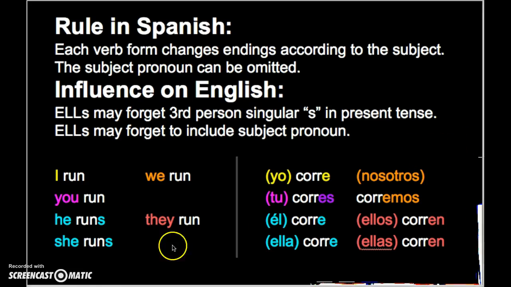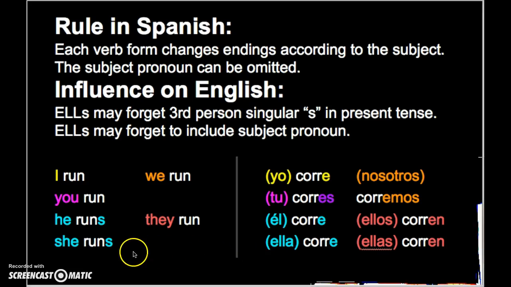It says hiding. Okay. So I just wanted to show the first rule in Spanish is that each verb form changes endings according to the subject, and you can see over here in Spanish that this is the I and corresponds with the colors, and then the ending shows which subject they are talking about. So therefore, because each ending has a matching subject, then they can also leave out the subject and it still makes sense. You can still tell from the ending.